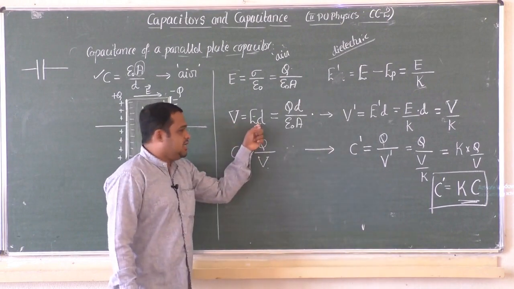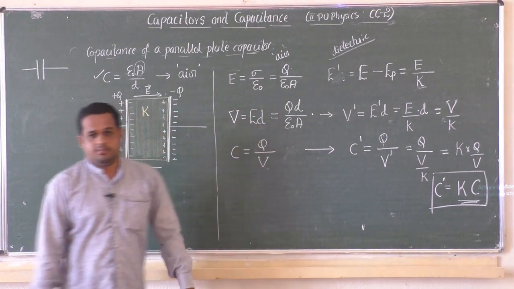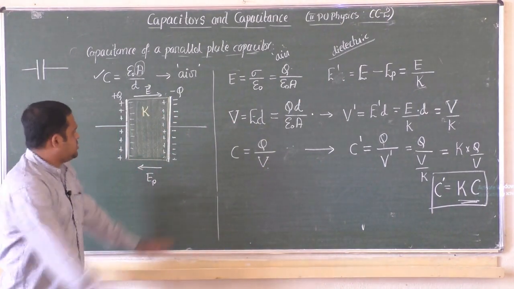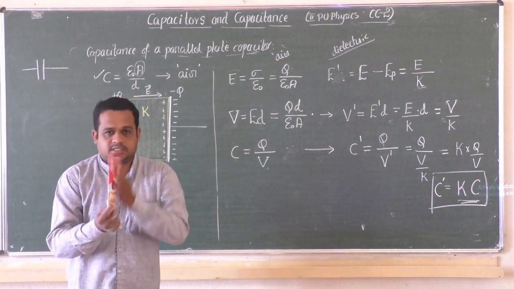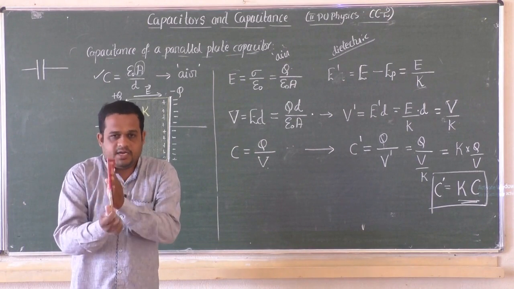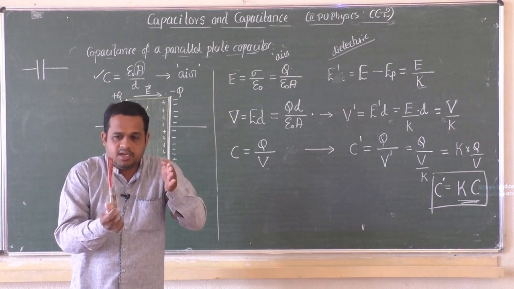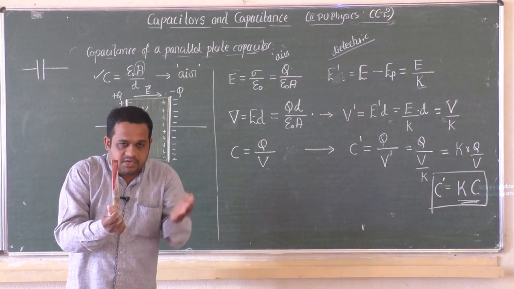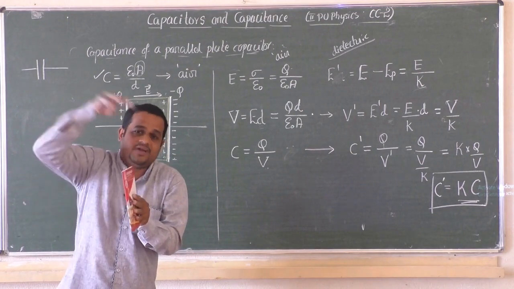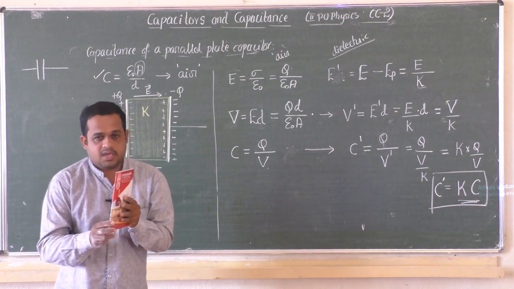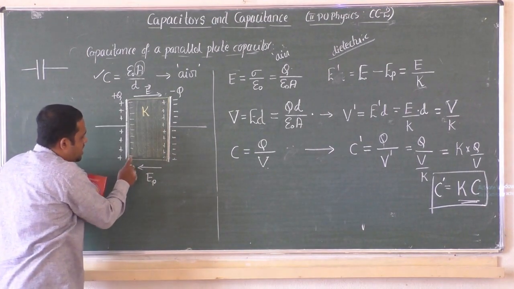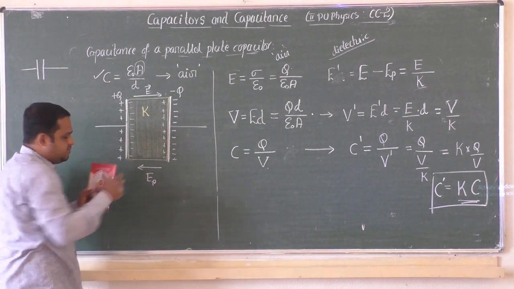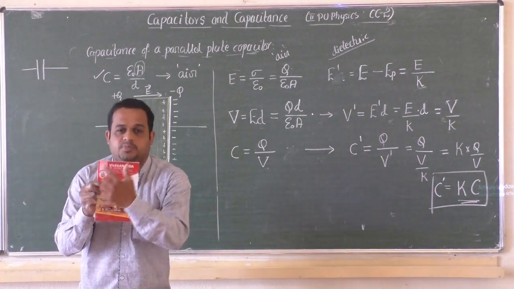Potential difference is E into D, and capacitance is Q divided by V. With this condition, we introduced a dielectric medium. If this is the plate of the capacitor, one plate will be here, another plate will be here. The entire region between the plates of the capacitor is filled with a dielectric medium. That means the area of this dielectric medium is equal to the area of each plate.